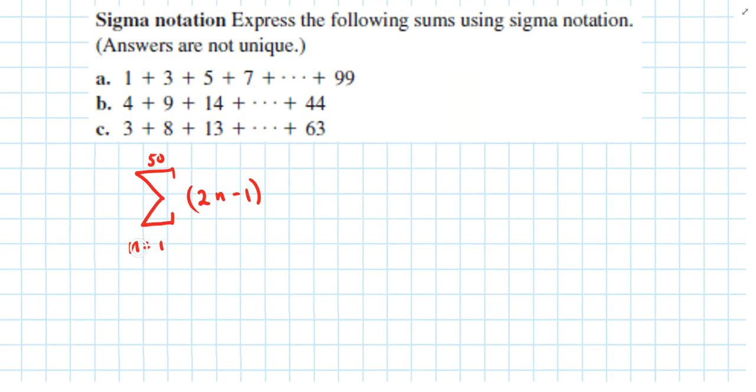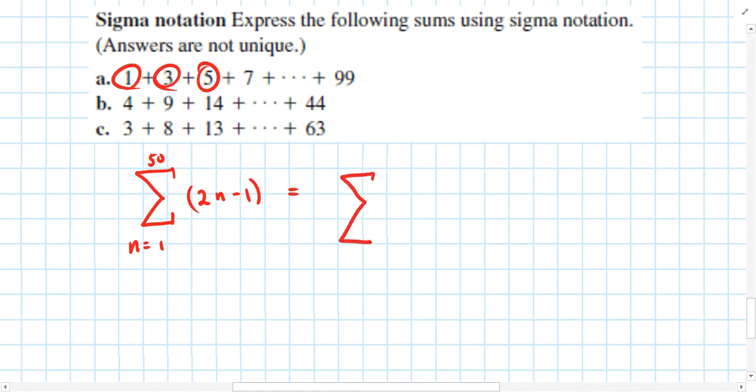Well, for me, I saw this as the summation from 1 to 50 of 2n minus 1. 2 times 1 minus 1 is 1. 2 times 2 minus 1 is 3. 2 times 3, the next number in the list, 2 times 3 minus 1 is 5, and so on. And so this summation would work for part A.